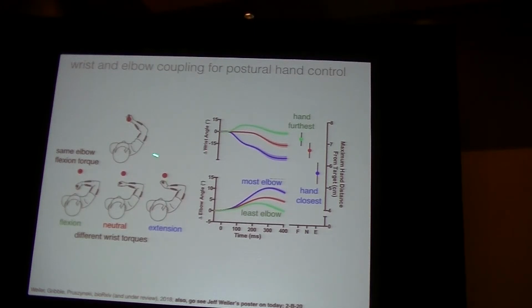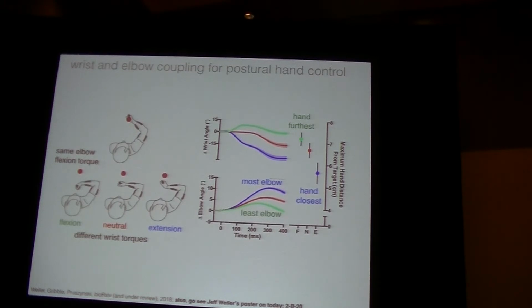And it works as follows. You always apply the same elbow flexion torque to stretch the triceps muscle, and you apply one of 3 wrist torques, okay? In this case, I'm just going to focus on 2, either flexion or extension. And it turns out that when you do this, in the situation where you couple the elbow flexion torque with the wrist extension torque, you get the most elbow motion. You stretch the triceps the most, but you move the hand the least relative to the target, because you get this counter roll of the wrist. And the opposite is true over here, right? So here you get the least elbow motion, but you move the hand furthest from the target.